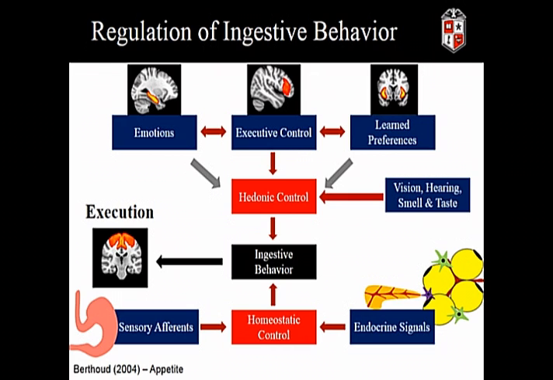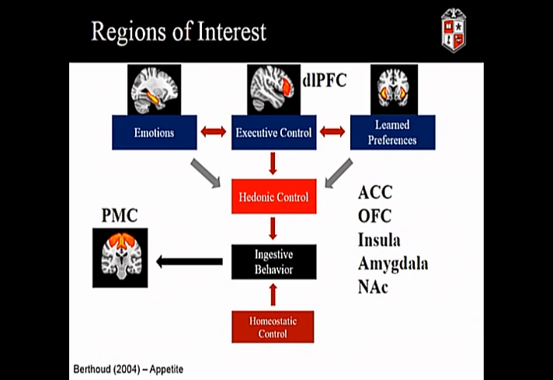The other side of that picture is hedonic control. That includes emotions, on the right there, learned preferences and sensory inputs, vision, hearing, smell, taste, etc. And these are all also influenced by the executive regions in the brain that exert control over that decision process. All of these, and I'd love to have a pointer, but all of these are combined, both the hedonic and homeostatic processes, to determine the ultimate execution of ingestive behavior. So in terms of the regions of interest in the brain, we have the emotional and executive regions and the learned preferences all contributing to hedonic control, as I suggested.